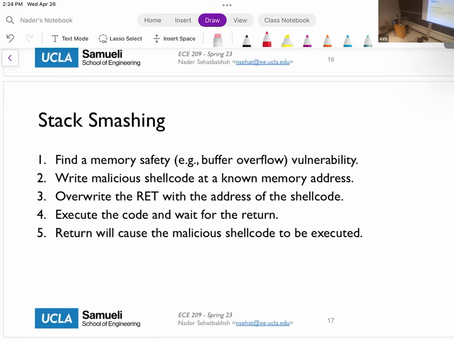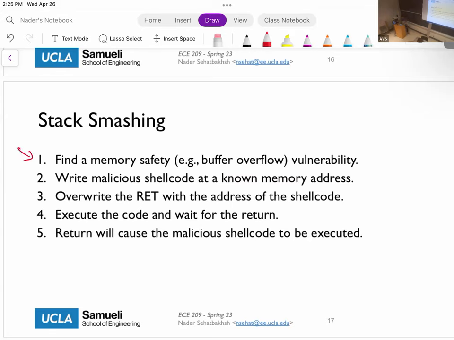So we usually call it a stack smashing attack. The steps are basically this. We need to analyze the source code, the victim code, and try to find a memory safety vulnerability. Of course, this doesn't mean that every single piece of code that you write has this. Some code does and some code doesn't, okay?